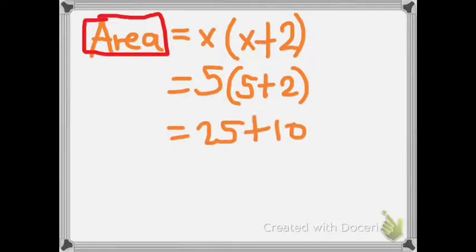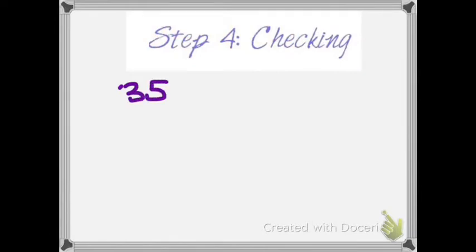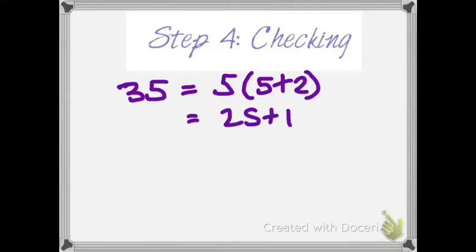Since we're done looking for x, we're now going to look for the area. Area is equal to x times x plus 2 as mentioned in the equation part. We're going to substitute. Area is equal to 5 times 5 plus 2. And it is area equals 25 plus 10, because you distribute the 5 to 5 and 2. Area equals 35 meters squared.